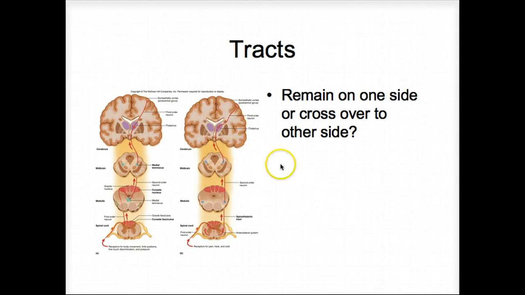Okay, so this is why if someone has a stroke on the right side of the brain, it's probable, well, depending on where the stroke is, but the deficits are going to be on the left side of the body. So the opposite side of the body is affected.